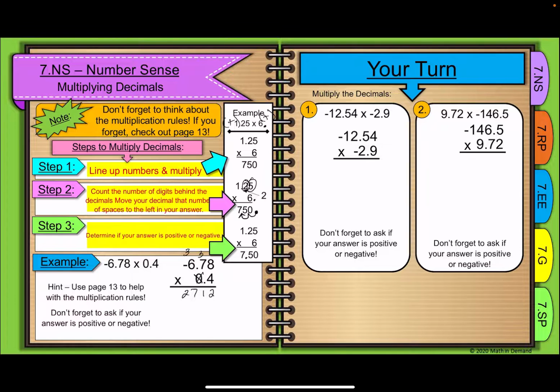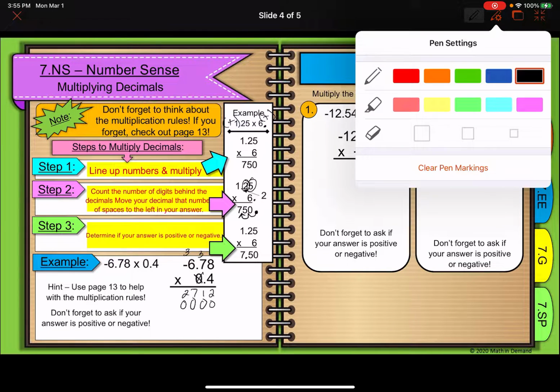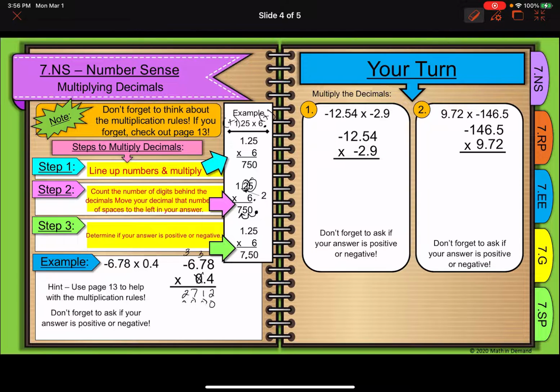All right, now if I would multiply out the 0, I would add the 0 here because I'm done with the 4. 0 times 8 is 0. 0 times 7 is 0. 6 times 0 is 0. So there really is no reason to hold on to that 0. Okay, now if it's in the middle of a number, we absolutely have to do that.